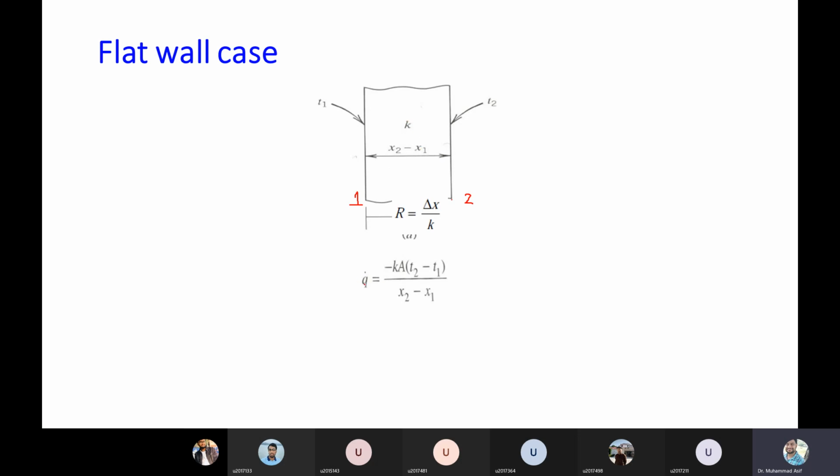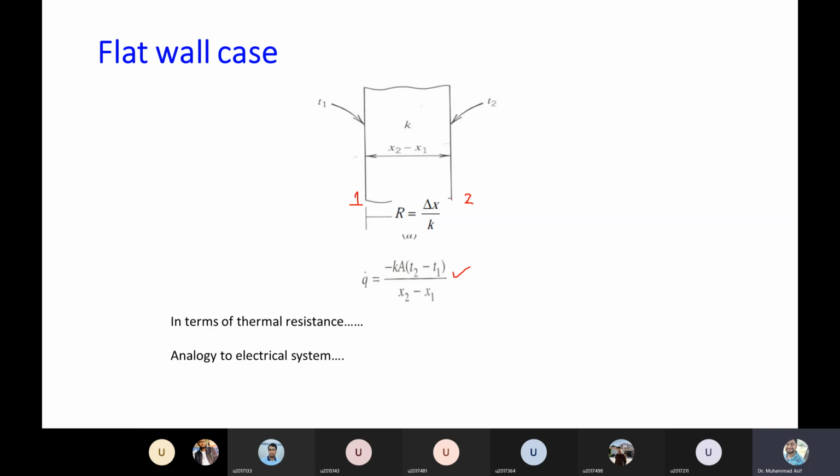Because this is a solid wall, the heat transfer will be by conduction. What is the name of this law? Fourier's law of heat conduction. Yes, this is Fourier's law of heat conduction. So the heat transfer through the wall will be calculated using Fourier's law. You are familiar with that. This is the temperature difference, this is the thickness of the wall, and K is the thermal conductivity. The negative sign indicates that heat transfer is always in the direction of the negative gradient.